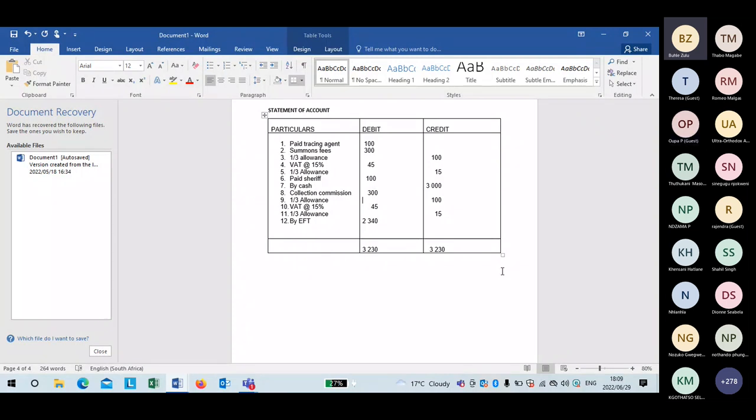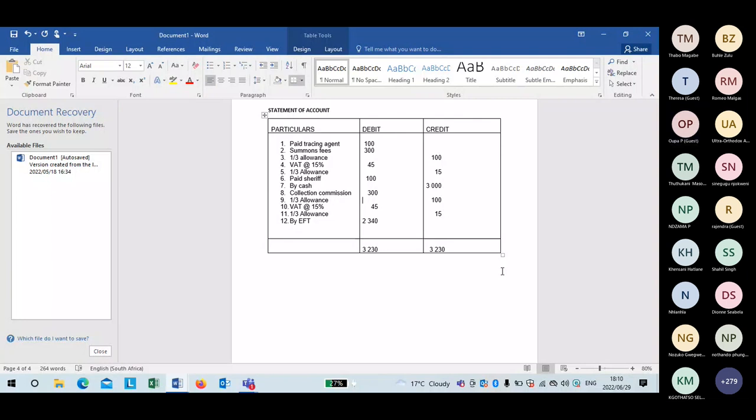Let's go to the next one. So it's easy. You can actually simply go to the chapter that deals with correspondent accounts. All right. Let's go to step number two. What is our step number two? Collected amount. In our step number two, we deal with the collected amount.